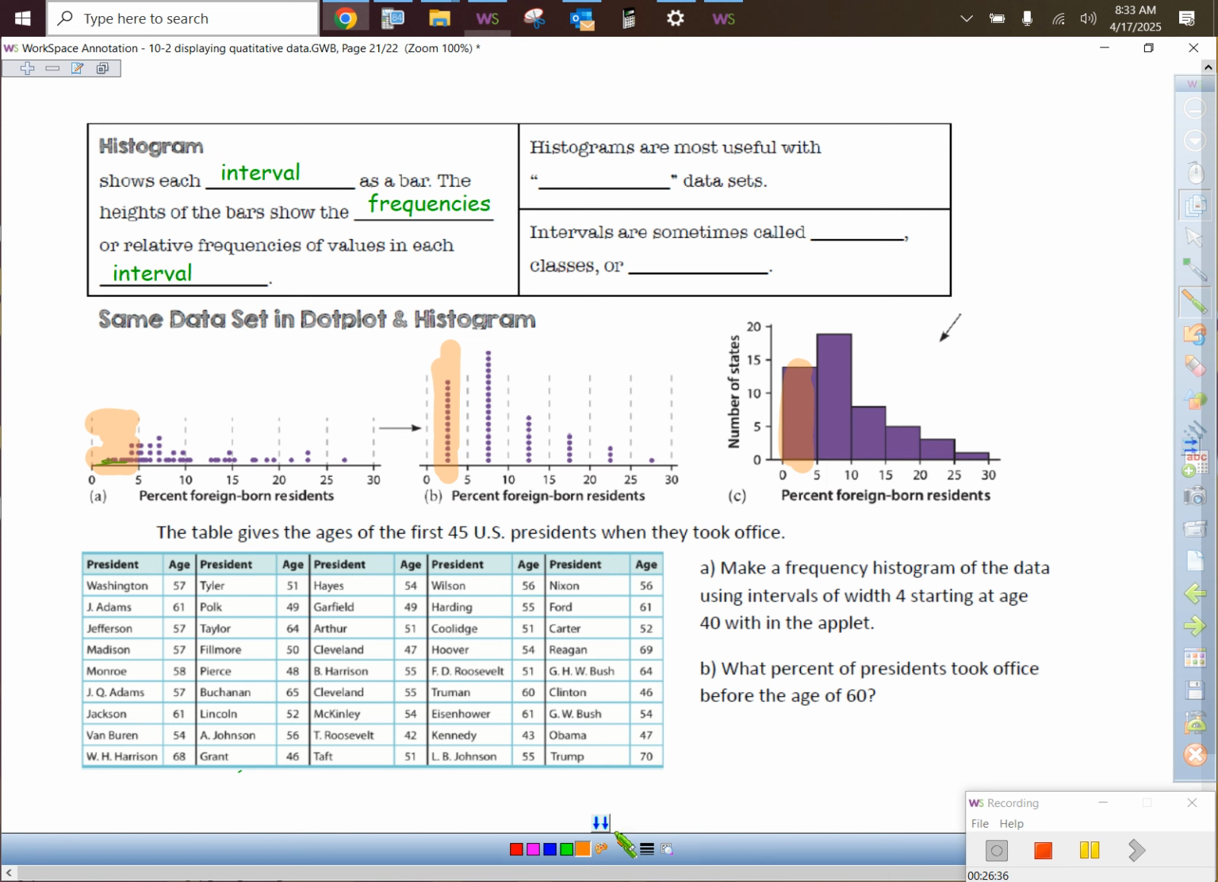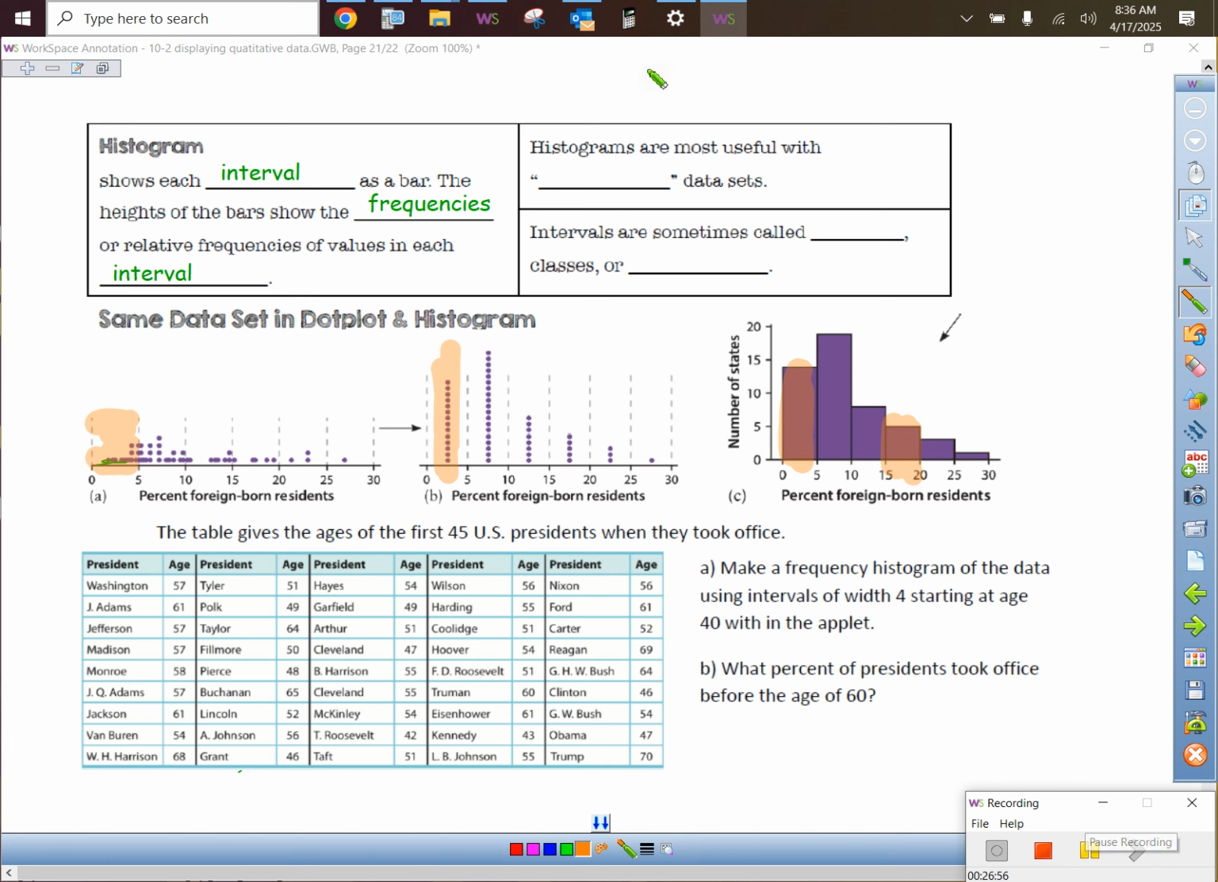So what do you think about this guy right here? Is 15 in that bar? Yes or no? Yes. Is 20 in that bar? No. So the number on the right is not in the bar on the histogram. So what they got for us is to make a histogram of all of this data.